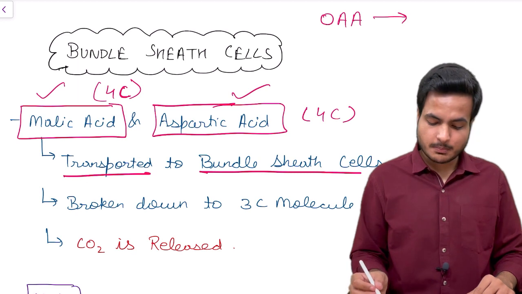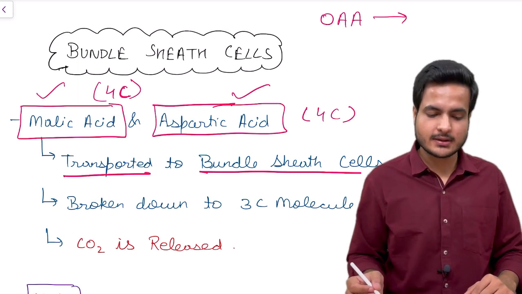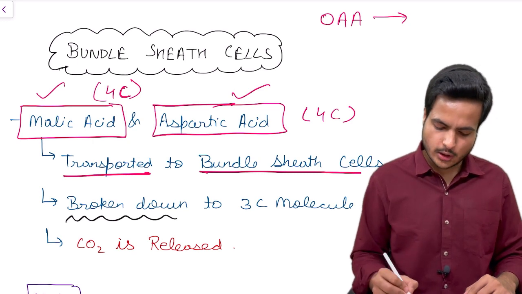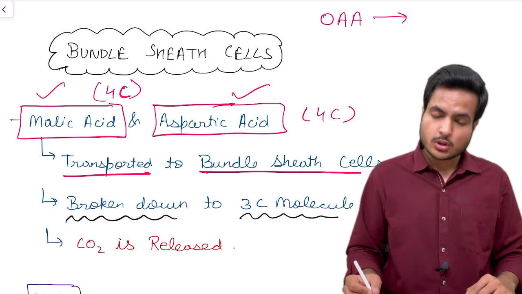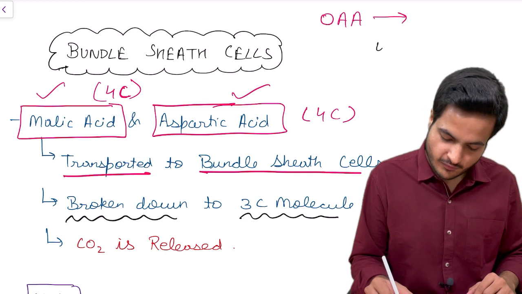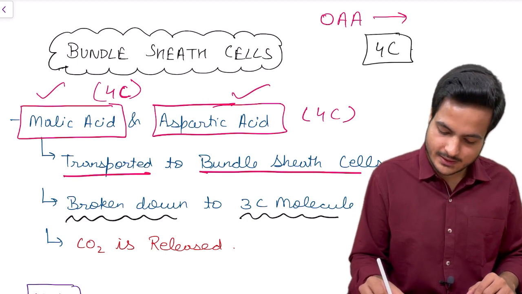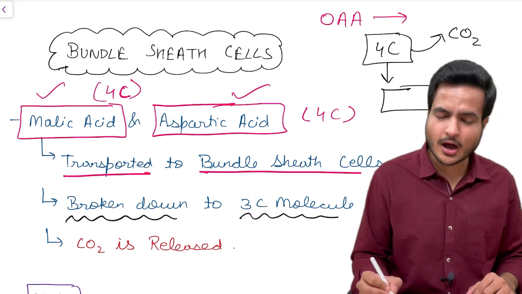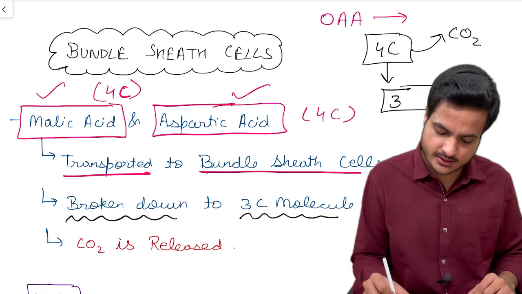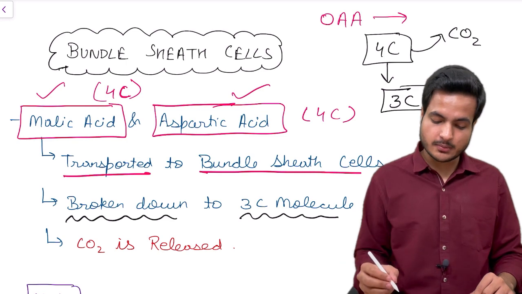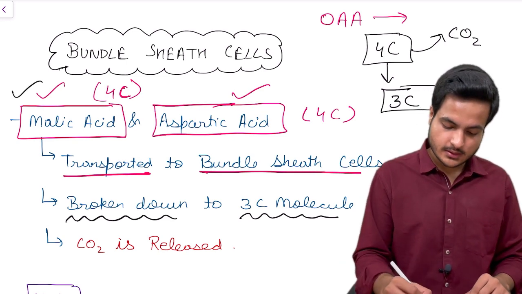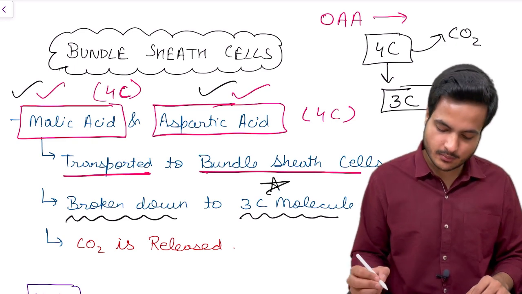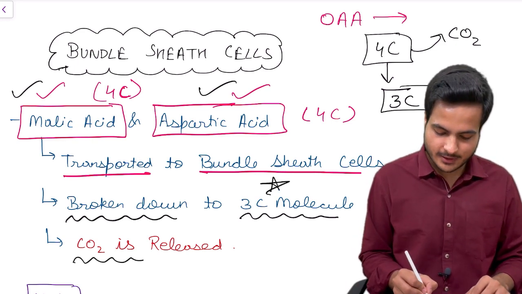But the bundle sheath cell was really annoyed with this task, and it led to the breakdown of these two acids into a 3-carbon molecule. If a 4-carbon molecule releases carbon dioxide, how many carbons will the product contain? Of course, 3 carbons. When carbon dioxide is removed from these two acids, which is called decarboxylation, we get a 3-carbon molecule, and ultimately carbon dioxide is released.